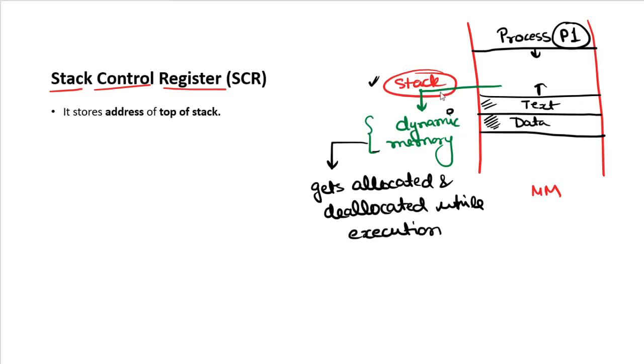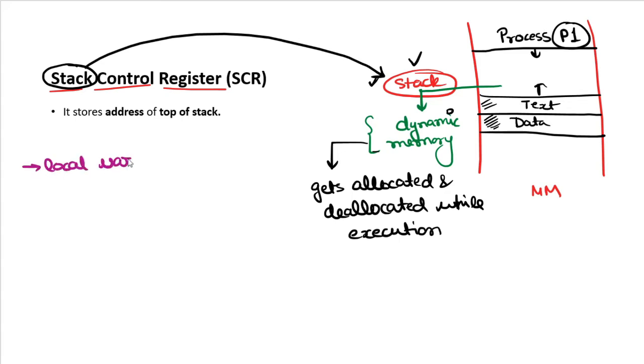So this stack is inside the process. And what does this stack contain? It basically contains local variables, parameters to functions, and return addresses. It also contains the information of another process, like this process.